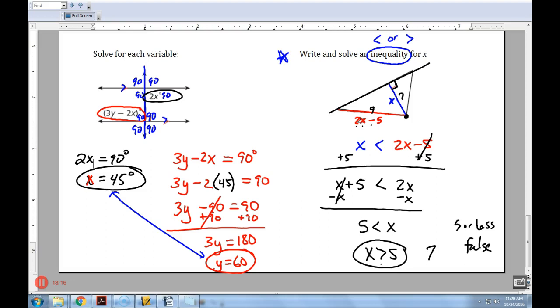All right, so those are the notes for 3.4. Hopefully you'll get those done tonight, and that way you'll have the entire block tomorrow to work on the practice.